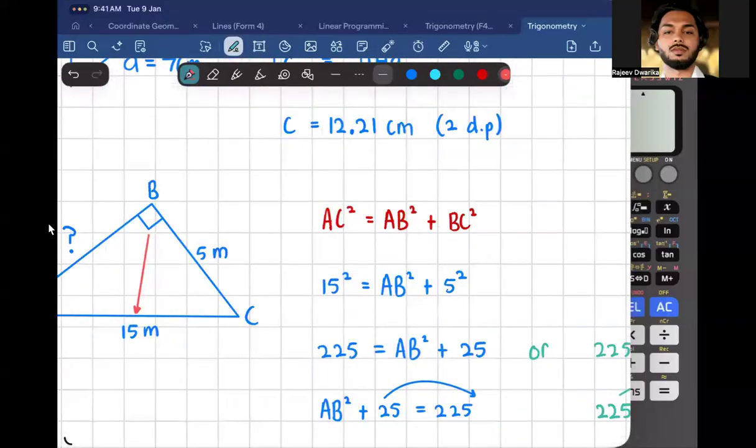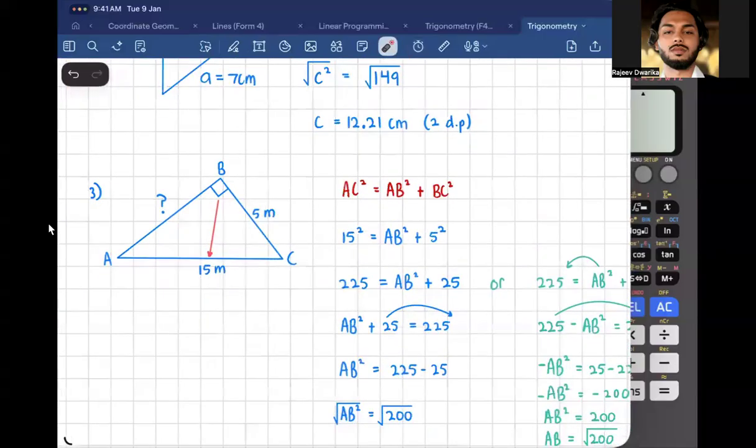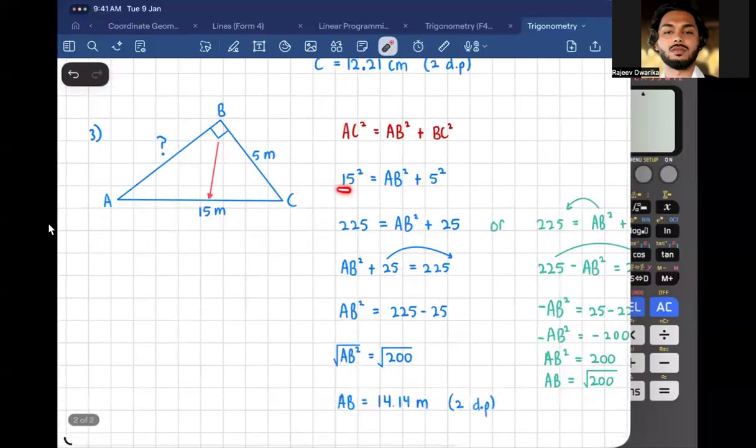So if you did it correctly, you would have got AC squared is equal to AB squared plus BC squared, because this is the longest side. Now AC is 15, so I'll say 15 squared. We don't know what AB is, so I'll leave that blank. B to C is 5, so I write 5 squared. So 15 squared is 225. 5 squared is 25.